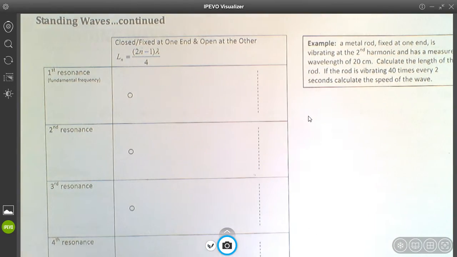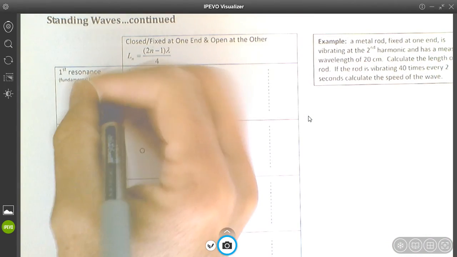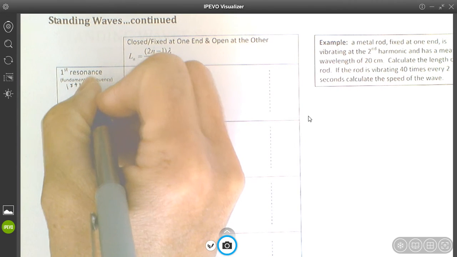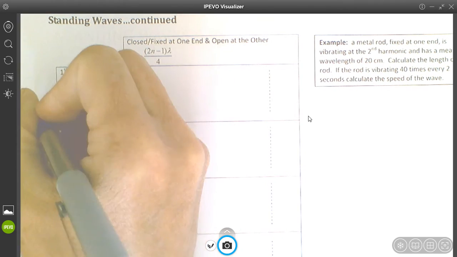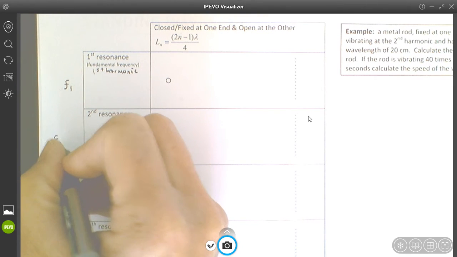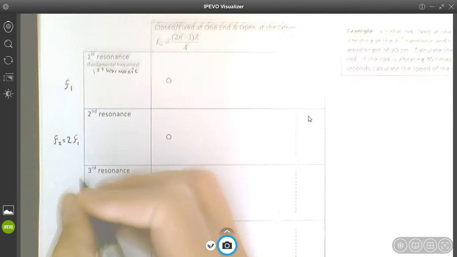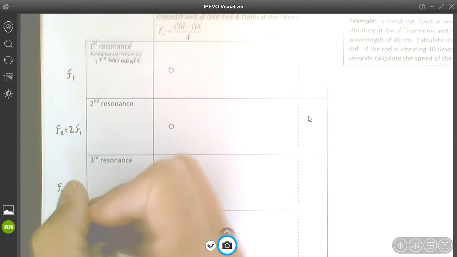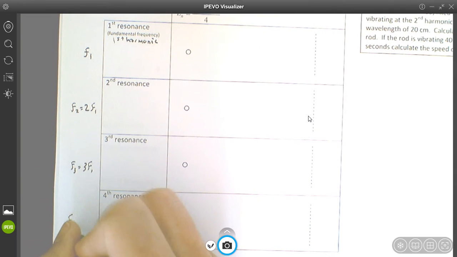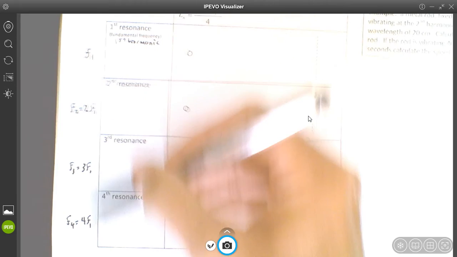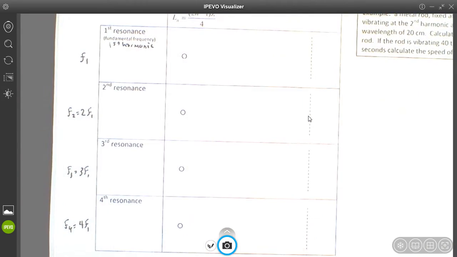All right, first resonance length, the fundamental frequency, or the first harmonic, F1. Remember, we know that F2 is 2 times F1. F3 is 3 times F1. And F4 is 4 times the fundamental frequency. So the frequency goes up, the wavelengths get smaller and smaller.